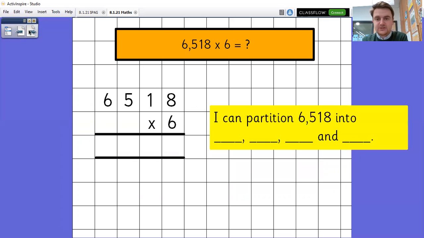Let's have a look at our partitioning method. So I can partition 6,518 into 6,000s, 500s, 1 ten, and 8 ones.